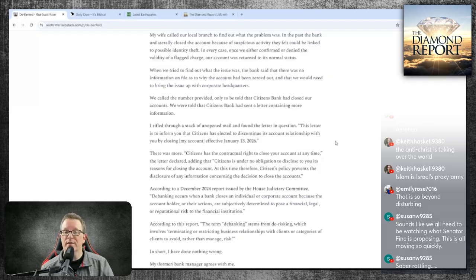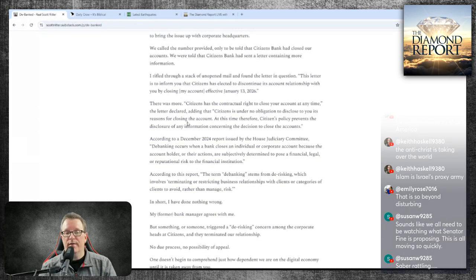This letter is to inform you that Citizens has elected to discontinue its account relationship with you by closing my account, in parentheses, effective January 13th. So again, he's writing this article on the 14th. There was more. Citizens has the contractual right to close your account at any time, the letter declared, adding that Citizens is under no obligation to disclose to you its reasons for closing the account. At this time, therefore, Citizens' policy prevents the disclosure of any information concerning the decision to close the accounts.